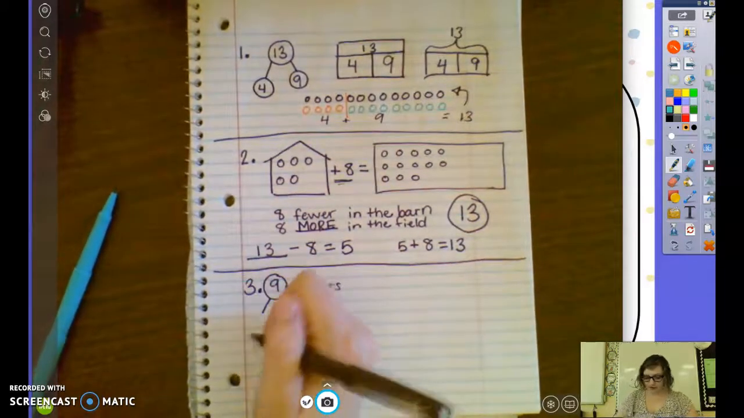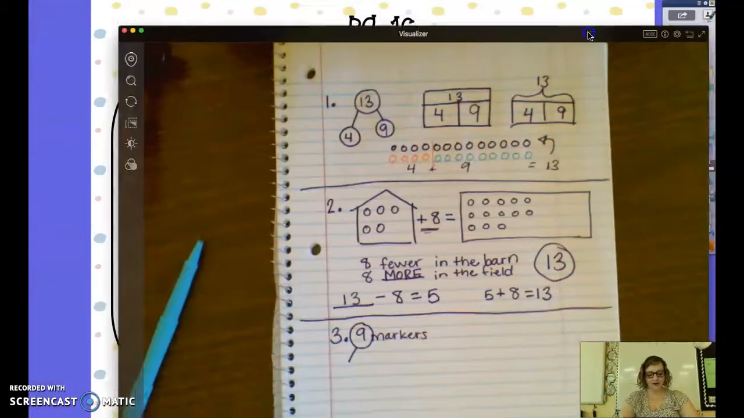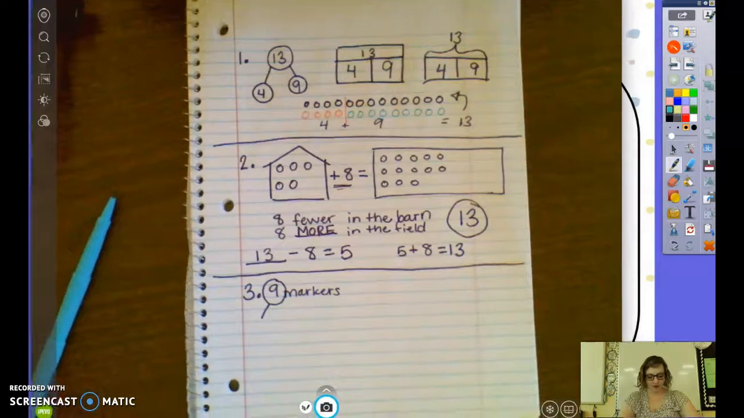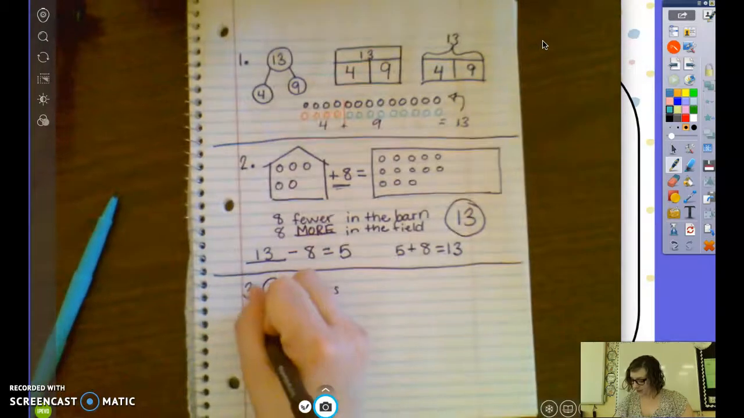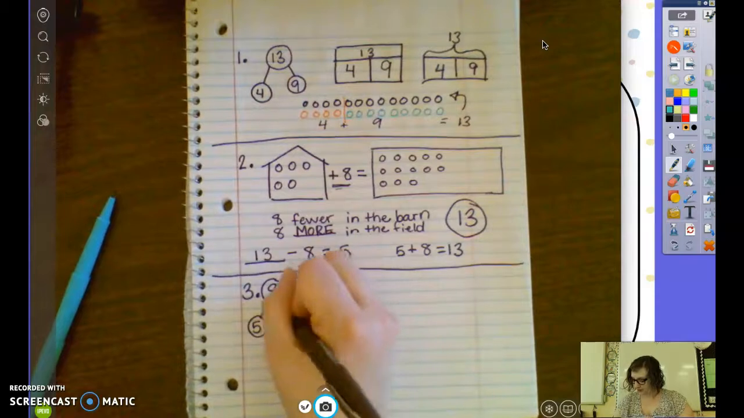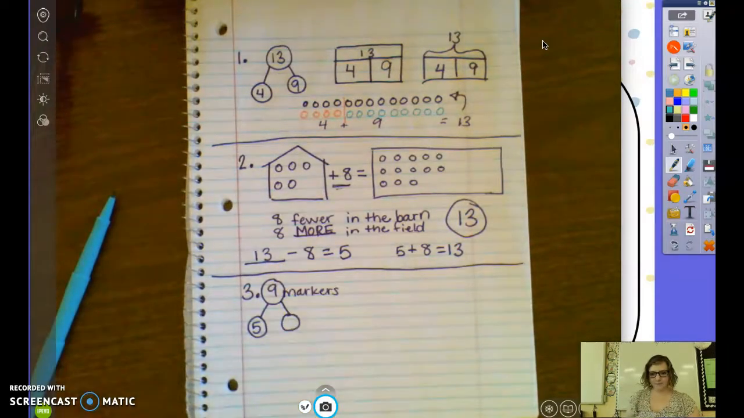Now I know that he has how many more? Let's look and see. He has 5 more. It's always good to look back at our question. So I know that he has 5 more markers than he does pencils. So we're trying to figure out how many pencils he has. So drawings help me out a lot. All right, so I'm going to do another drawing, and this time I'm just going to use tallies.